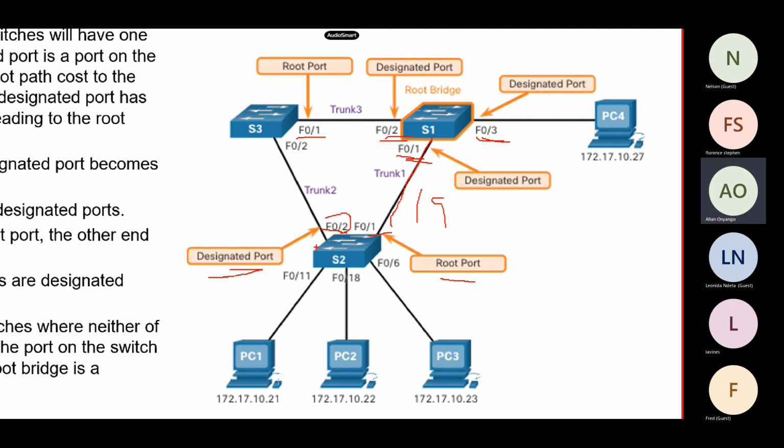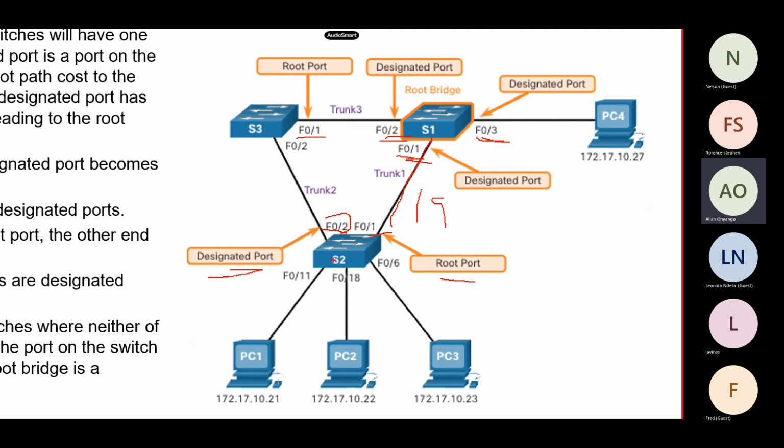But from F02, going to the root bridge, we will have to move to S3. From S3, that is another 19. From S3 to the root bridge. Therefore, this line is going to be the longest. That is point number one.